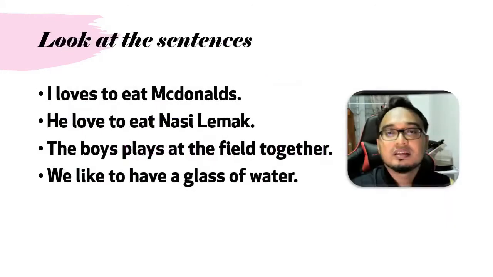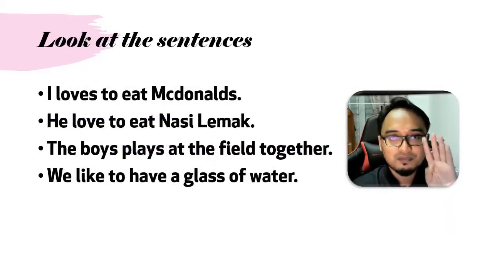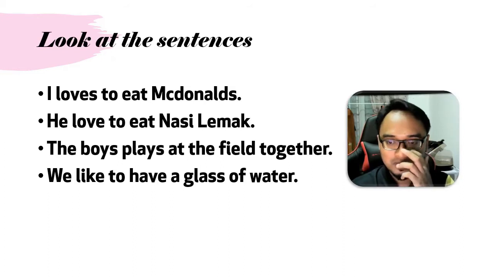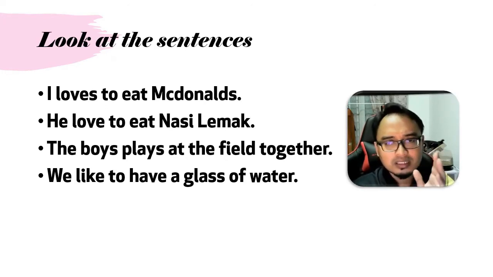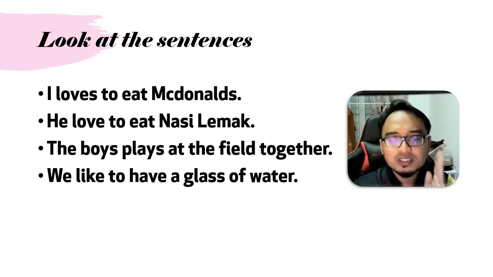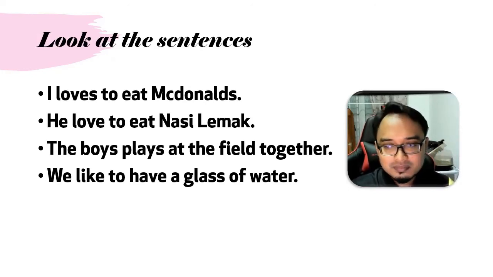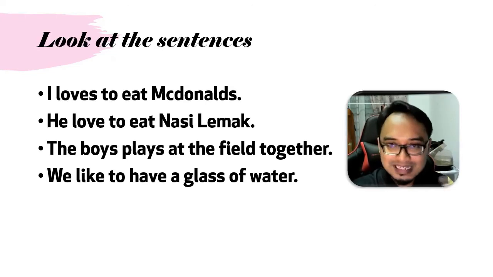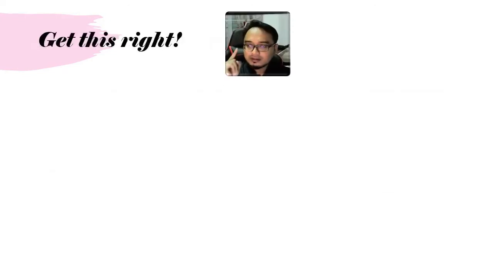All right. Next, look at the sentences. There are 4 sentences here. First, I love to eat McDonald's. Second, he loves to eat nasi lemak. Third, the boys plays at the field together. Fourth, we like to have a glass of water. Look at the 4 sentences. Can you guess which sentences are correct and which are incorrect? Try to pause the video for a while and have a quick guess, and we will see the answer afterwards. Alright, let's continue.